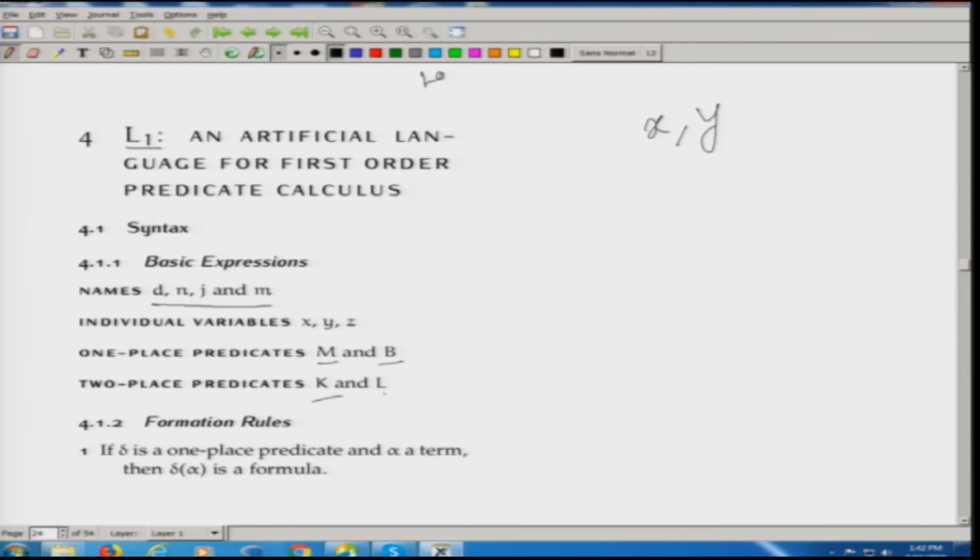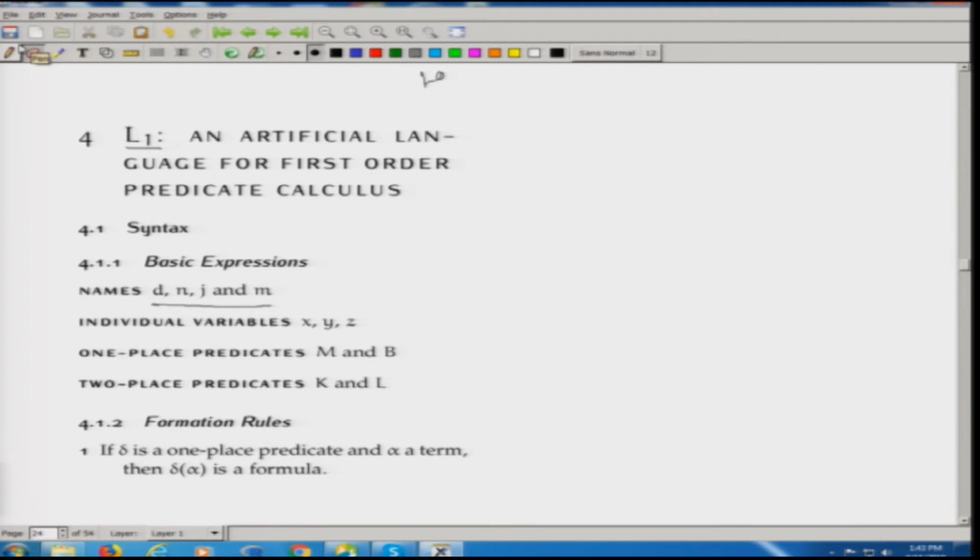So predicates here are all constants. M, B, K, L, these are all constants. We do not have anything like P or phi that works as predicate constants. If we had, then it would be a higher order logic. Since we do not have such things, that is, since we do not have predicate constants, this is first order logic. But that is fine. After learning the first order semantics, we can always go to the higher order semantics.